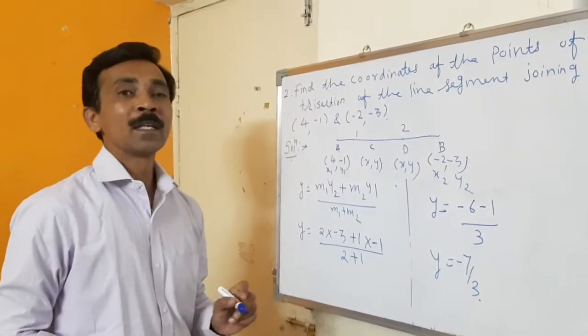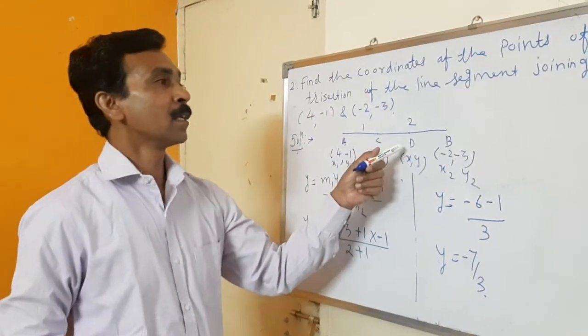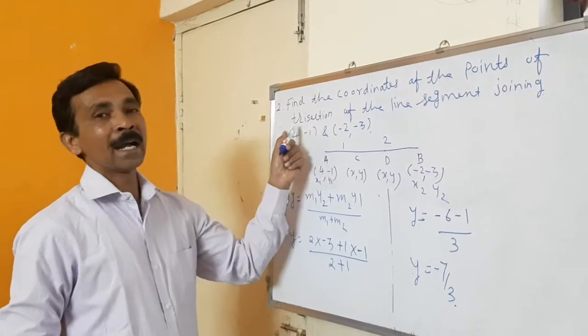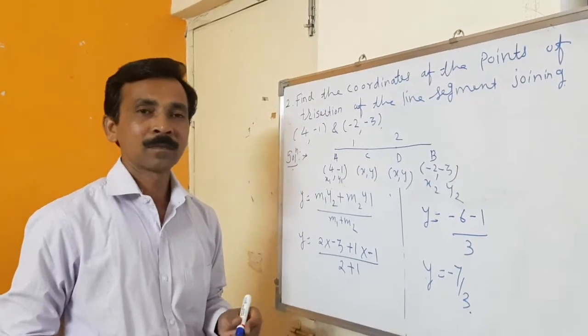So this is the way to find the coordinates of C and D when the points have trisection. Is it clear?